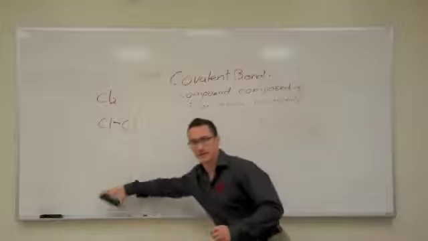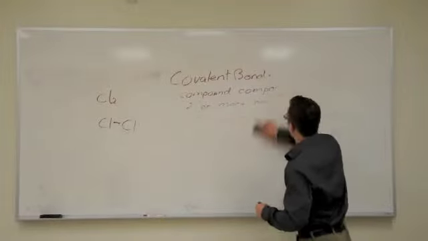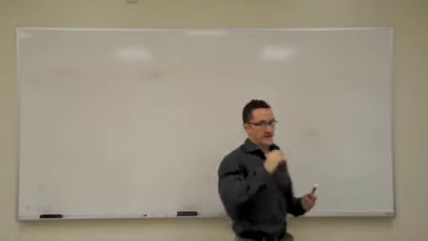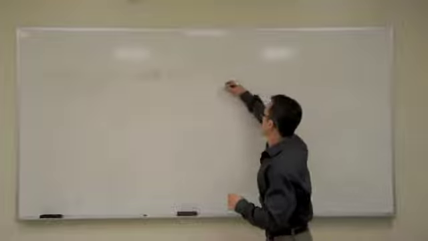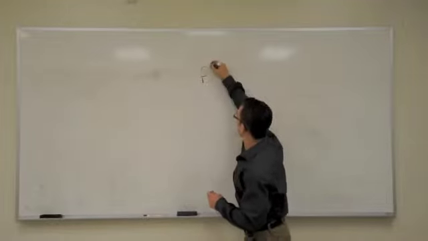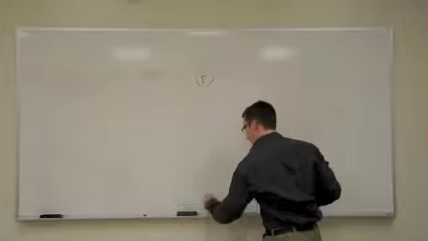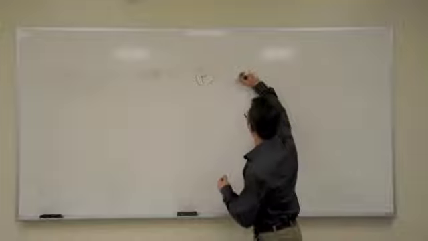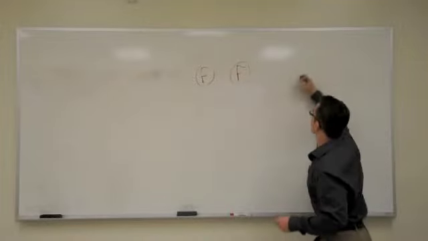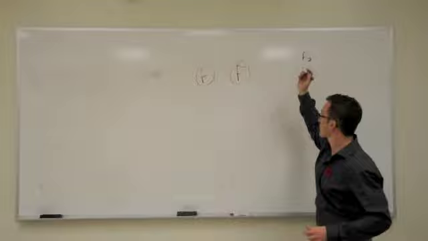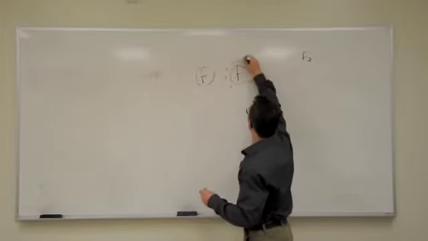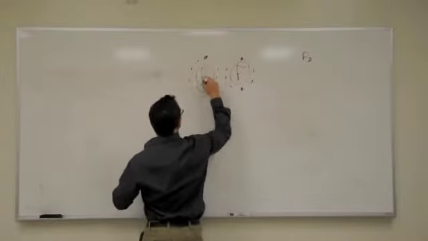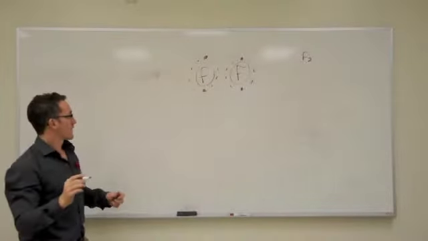Let me draw this out for you because it's kind of a difficult concept to understand. I'm going to do the exact same thing, but instead I'm going to use fluorine just because it's a little easier. So we have one fluorine here, one fluorine there. This is going to be fluorine gas, F2. 1, 2 in the first shell for each.